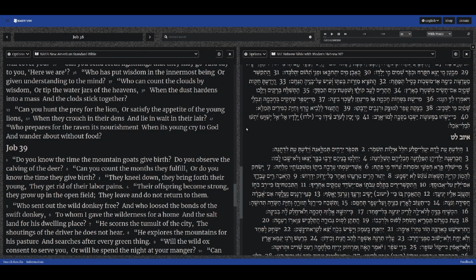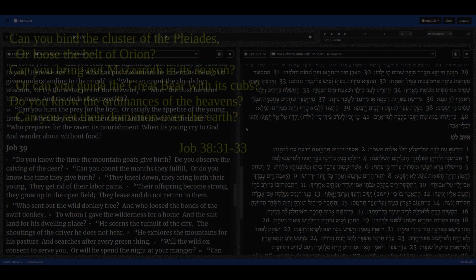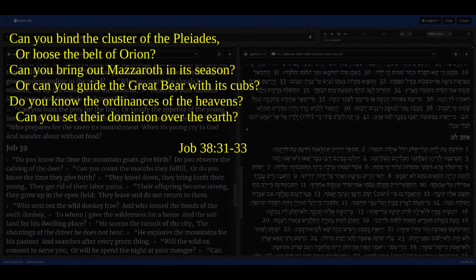Now, at first glance, reading through the book of Job, it seems that there are only 3 verses that talk about the stars. In Job 38, we read, "Can you bind the cluster of Pleiades or loose the belt of Orion? Can you bring out Mazzaroth in its season, or can you guide the bear with his cubs? Do you know the ordinances of heaven? Can you set their dominion over the earth?"